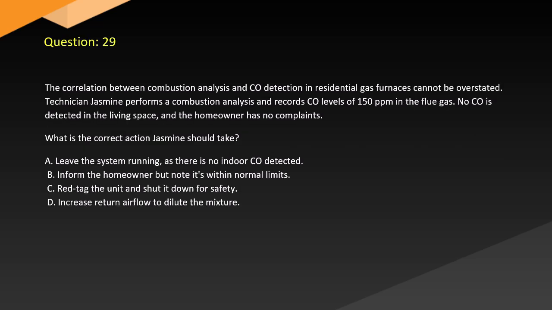Question 29. The correlation between combustion analysis and code compliance in residential gas furnaces cannot be overstated. Technician Jasmine performs a combustion analysis and records CO levels of 150 ppm in the flue gas. No CO is detected in the living space and the homeowner has no complaints. What is the correct action Jasmine should take? A. Leave the system running as there is no indoor CO detected. B. Inform the homeowner but note it is within normal limits. C. Red tag the unit and shut it down for safety. D. Increase return airflow to dilute the mixture.